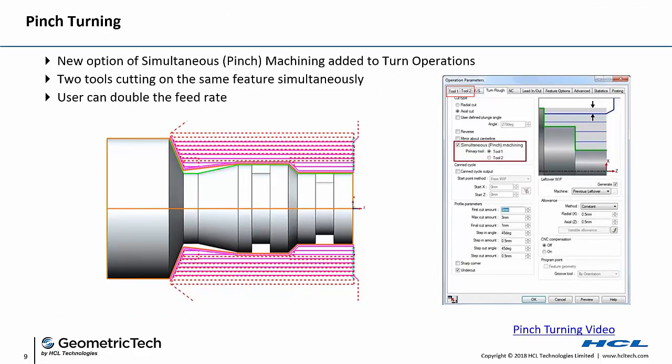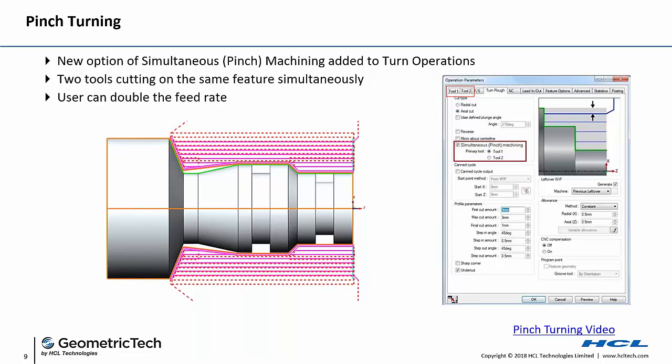Another great enhancement here is the pinch turning option. So we now have the ability to perform pinch turning or program pinch turning operations using CAMWorks, sometimes called simultaneous machining or pinch turning. I really like the way this was implemented as well. It's just a switch there you see over on the right where you just turn on the switch for pinch turning, and a second tab appears for selecting the tool that you want to use on the opposite turret.